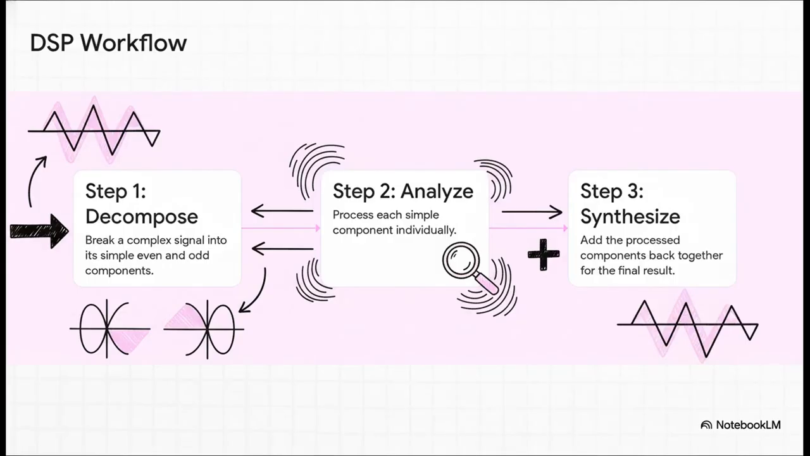So this really shows you the everyday workflow. An engineer gets some complex signal. Step 1, they split it into its even and odd parts using those simple formulas. Step 2, they run their analysis, whatever it is, on those two much simpler parts separately. And then step 3, they just add the two results back together to get the final correct answer for the original messy signal. It's such an elegant and incredibly powerful shortcut.